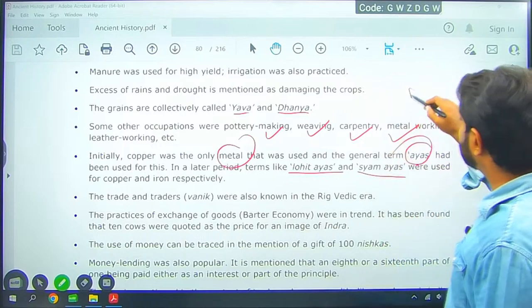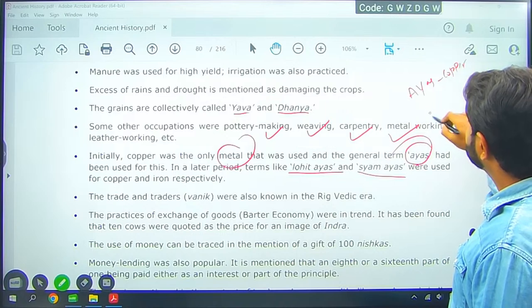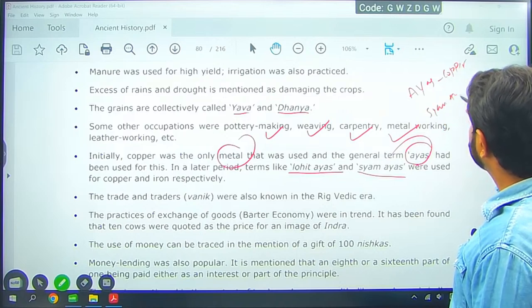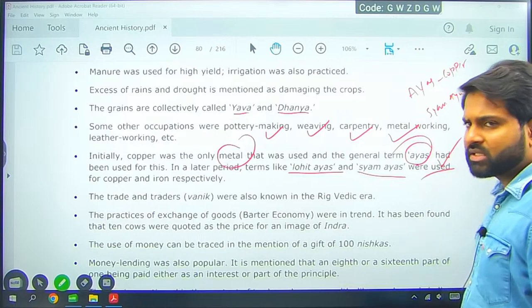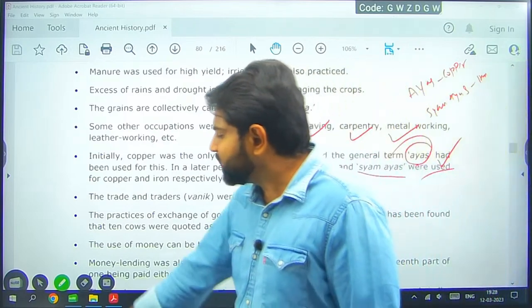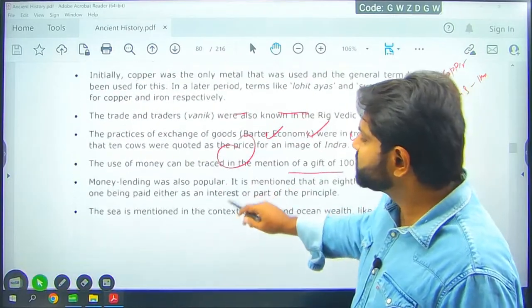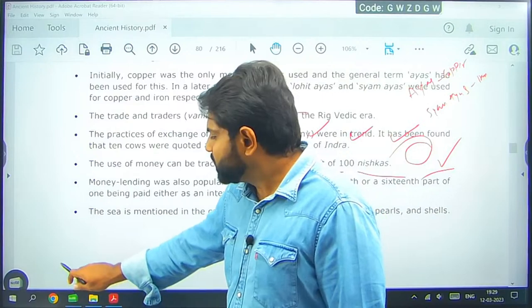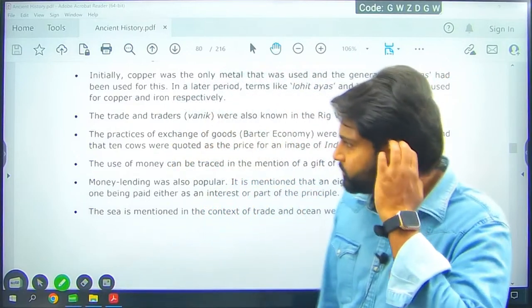Initially, when people said ayas, they meant copper. Then they called iron Sham ayas, and Lohit ayas means copper again in the later times. So we can call it the Iron Age. The use of this particular metal changed the course of history.